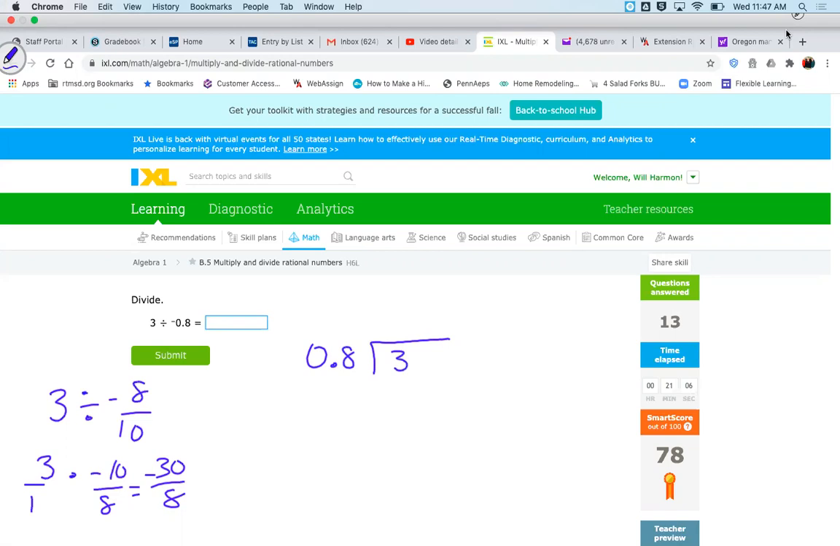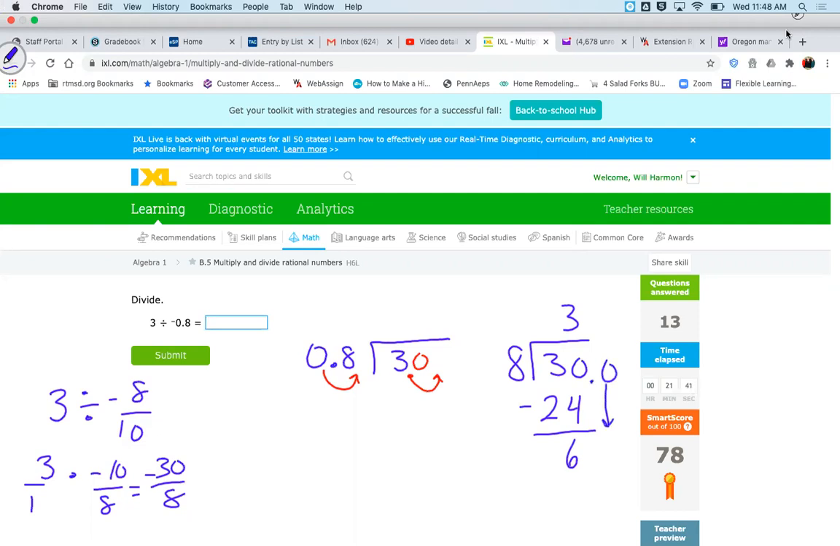And here's what we do. In order to divide these, I'm going to move the decimal point 1 place over. Decimal point's here, so I'm going to move it 1 place over. So I'm really going to do the problem: 8 goes into 30 how many times? 8 goes into 30 3 times. That's 24. 30 minus 24 is 6.